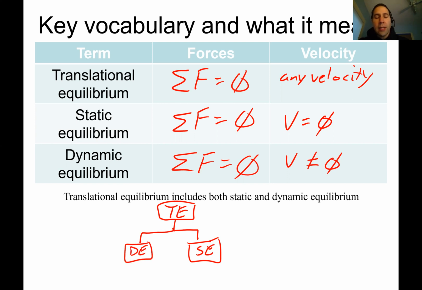You could consider it like produce, right? If you go to the grocery store for produce, there's fruits and there's vegetables. All of it's produce, so the fruit might be the dynamic equilibrium, the vegetables might be the static equilibrium, and produce is the translational equilibrium.